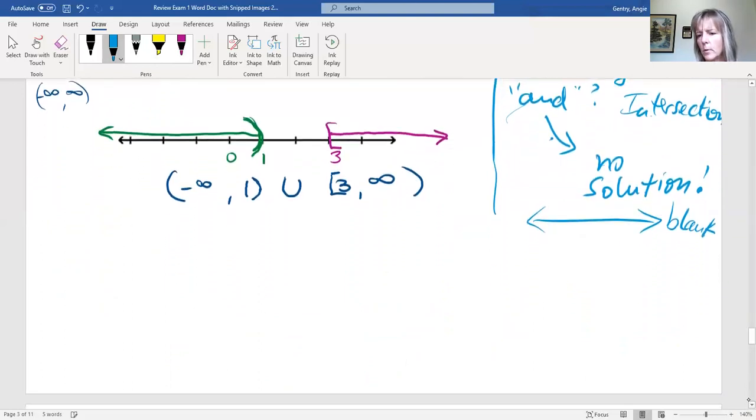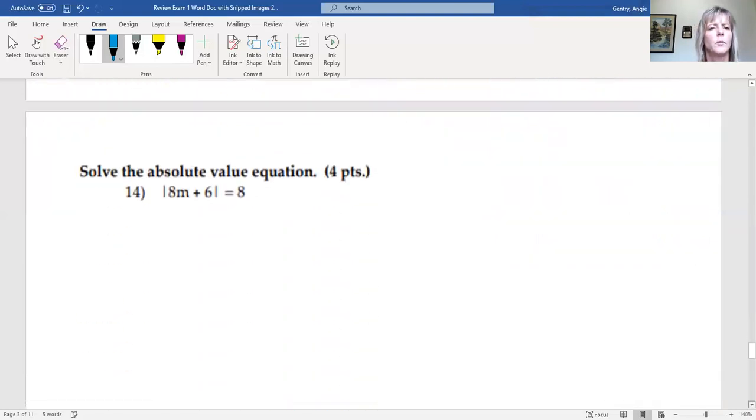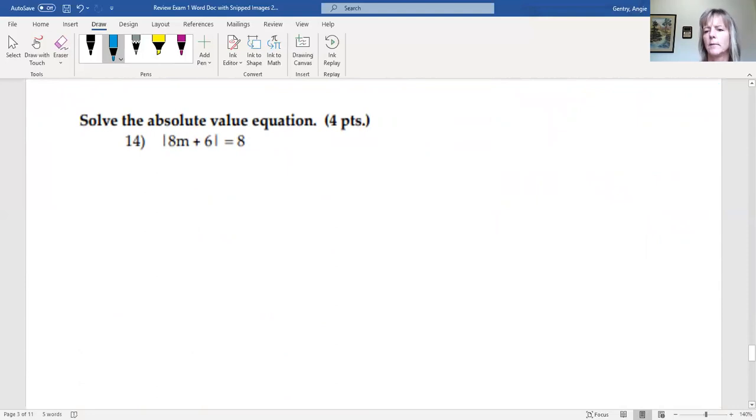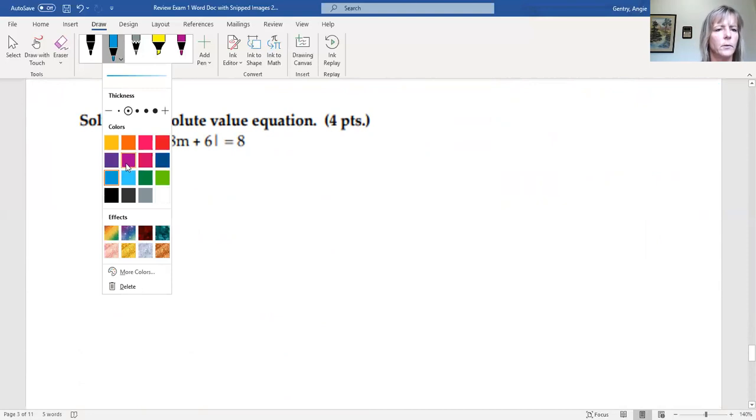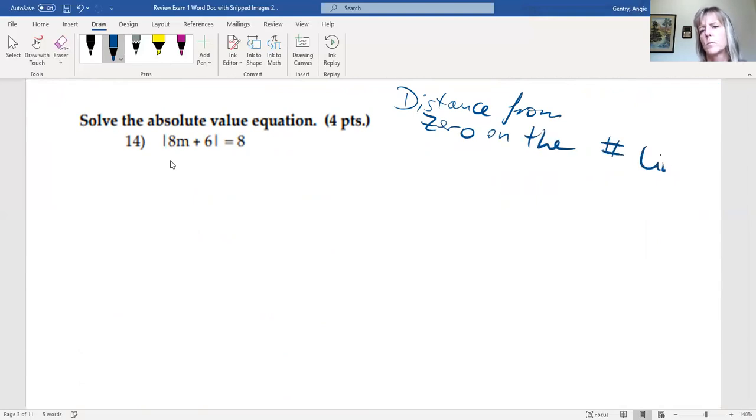Oh my goodness, I'm going to use my mouse, maybe faster. Solve the absolute value. See, we're almost done. So we're getting there. It's going pretty fast. I'm explaining everything I try, so that takes longer. Absolute value is the distance from 0 on the number line. This is important and can never be negative.